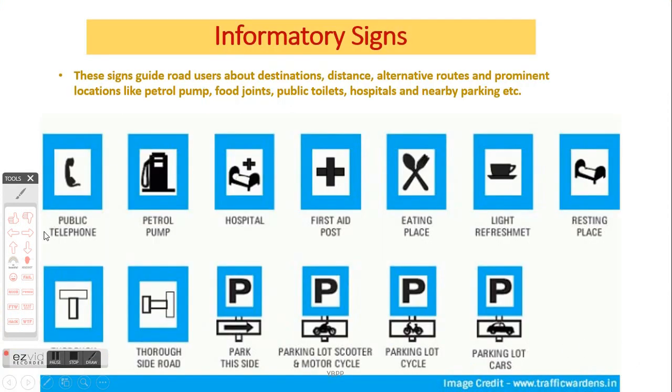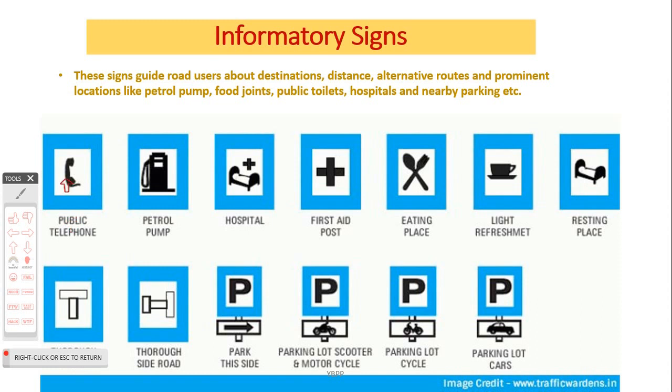Then next type is informatory sign. Informatory signs are nothing but they give information to the driver or road users. Generally these types of symbols are useful for road users. It gives information about destination, distance, alternative routes, and prominent locations like petrol pump, food joints, public toilet, hospitals, and nearby parking, etc. So the first symbol is public telephone.